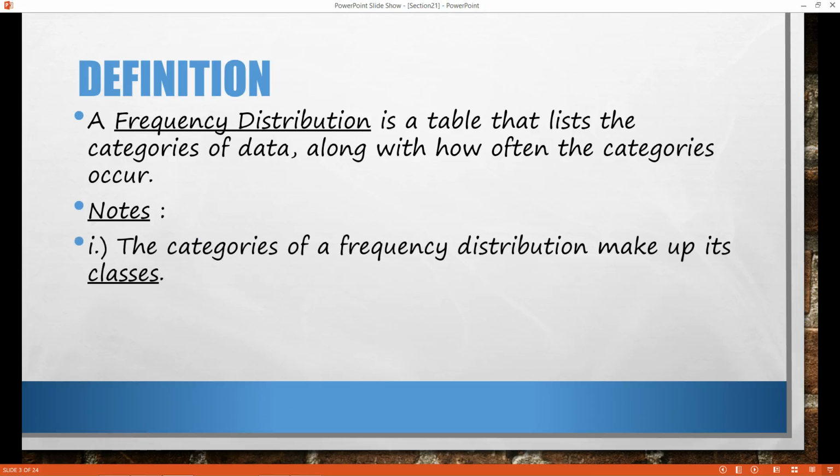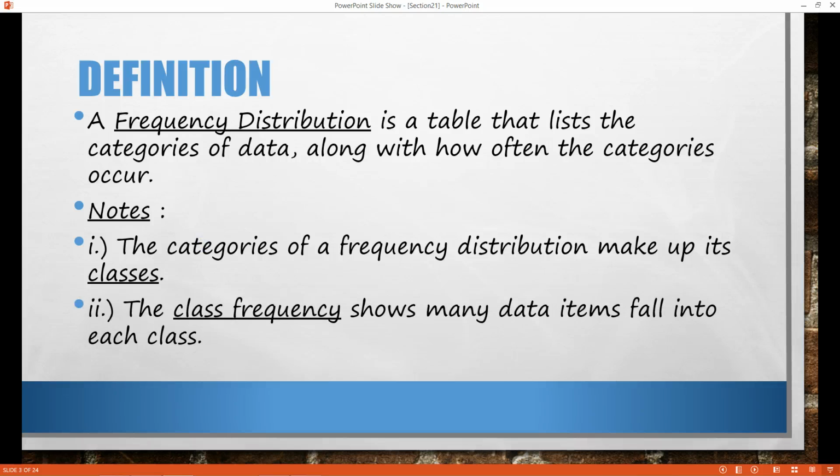Now let's go over a few notes here. These categories that the frequency distribution makes up are called the classes, the different classes of a frequency distribution. Those go across in the rows. And the class frequency shows how many data items fall into each class, the number of occurrences of each data item. So there are basically two types of frequency distributions. Let's go ahead and take a look at those now.